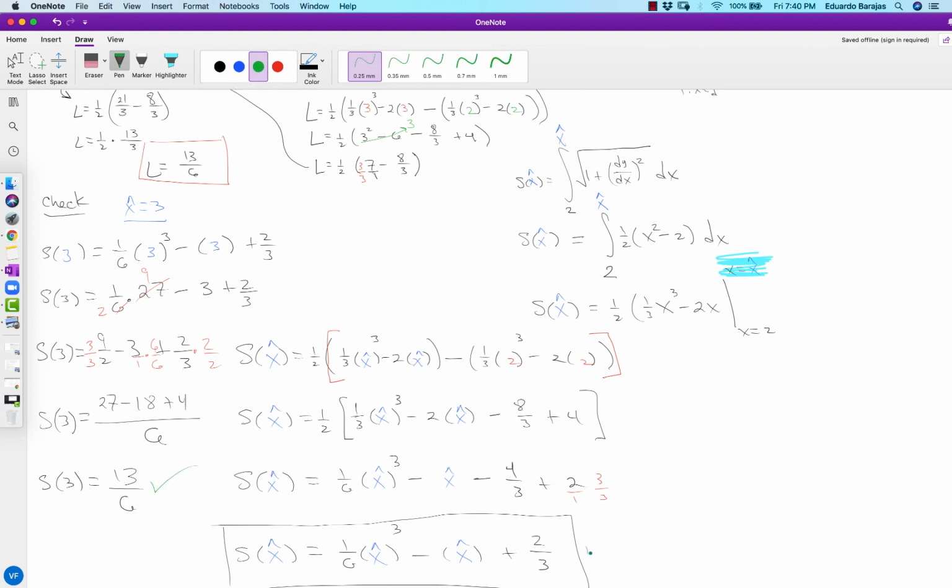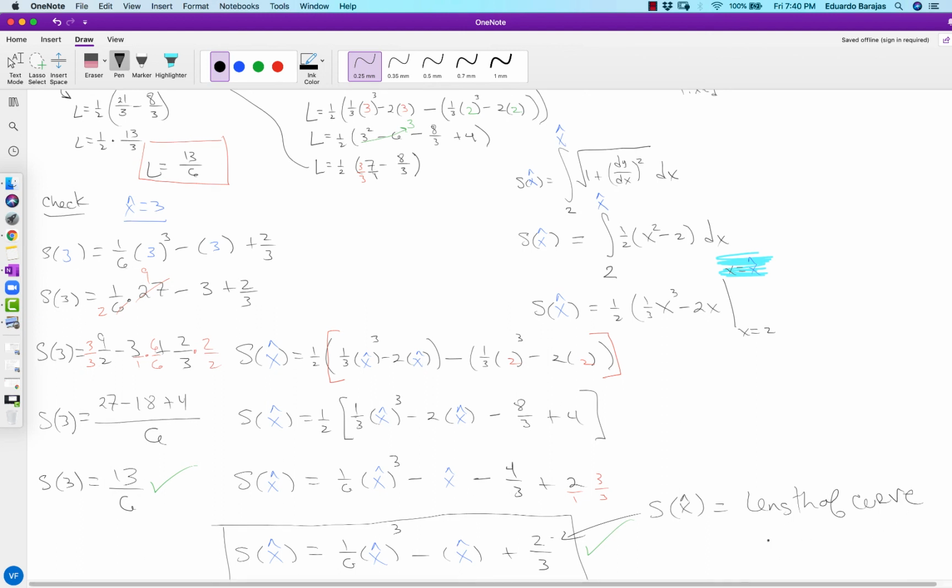Okay, so this is an equation that can give you the length of a curve starting at a particular point. So for this case, we found the equation for the length of the curve. So this means that S sub x hat is equal to the length of the curve f of x from x equals 2 to x equals this x hat.